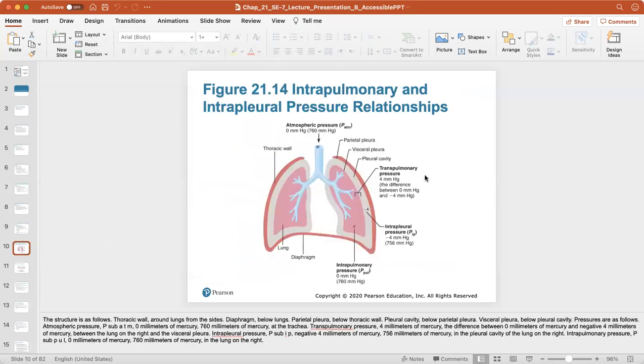So this is kind of confusing. This is a really good diagram explaining again where all of these pressures lie. So here's atmospheric pressure from the outside, the transpulmonary pressure, which is the difference between 0 and -4, and then the intrapleural pressure is the pressure within the cavity. And all these pressures are required to be in sync to keep the lungs from collapsing.